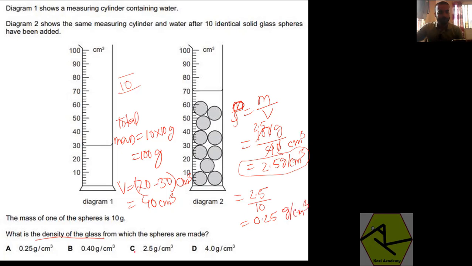So this will be the answer, 0.25 gram per cubic centimeter is the density of the glass from which the spheres are made. So don't go to the answer first, that will make the answer wrong. So be careful about that. This is kind of a tricky question.